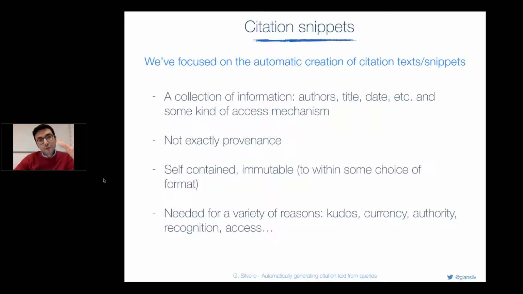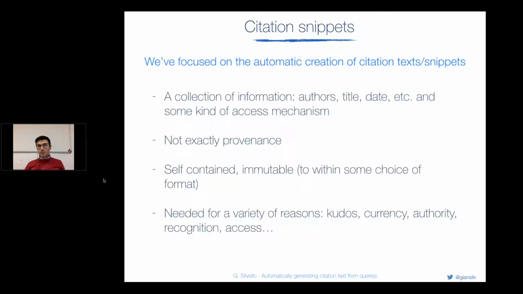And so we focus on this specific aspect, which is the automatic creation of citation text and snippets. So we assume to have all other aspects implemented, like versioning or unique referencing to data and so on. So once we are able to deal with all those aspects, how do we automatically create a citation snippet, starting from a general query to a dataset? And a citation snippet is basically a collection of information, such as author, title, date, and so on, and some kind of access mechanism to the data.